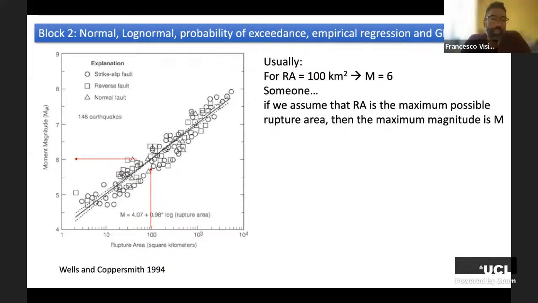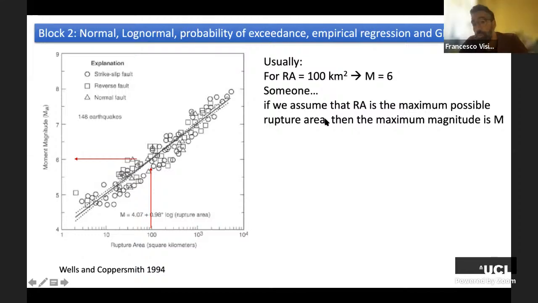So usually what a geologist can do is go in the field and measure the rupture area, measuring the length and the down-dip length of a fault, and say, okay, I have a rupture area of 100 square kilometers, and I use the empirical regression to obtain the expected magnitude. And in this case, for 100 square kilometers, I have a magnitude 6.